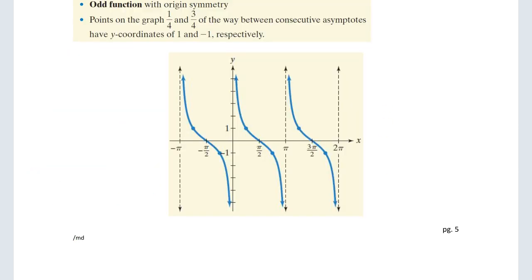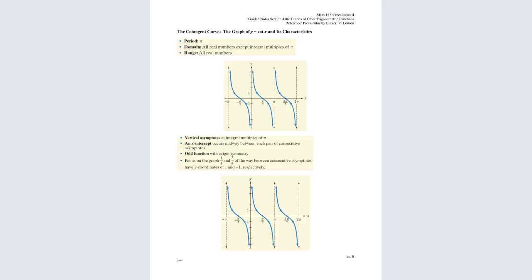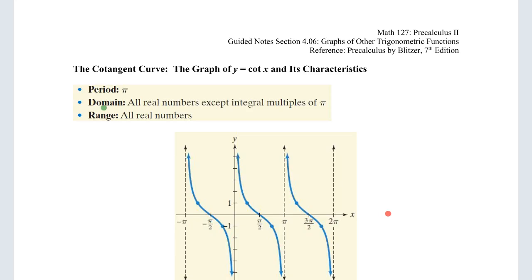Okay, now I'm going to go ahead with the next function, which is the cotangent function, the reciprocal of the tangent function. All right, now once again, let's take a look at the cotangent function. Recall that the definition is cotangent theta is equal to cosine theta over sine theta.